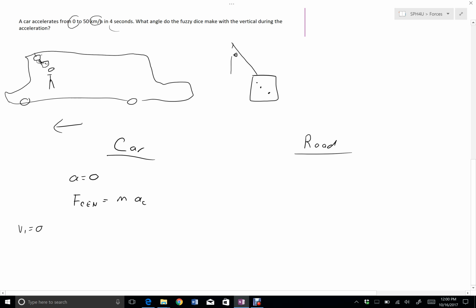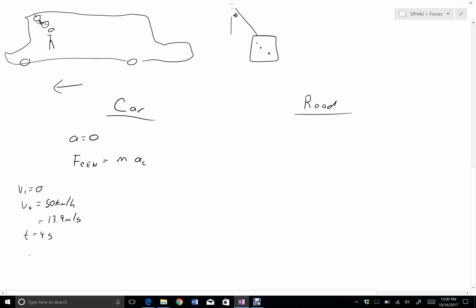So V1 is 0, V2 is 50 kilometers per hour, which is 13.9 meters per second. T equals 4 seconds. So a equals V2 minus V1 over T. 13.9 over 4 is 3.475 meters per second squared. So my centrifugal force is mass times 3.475.